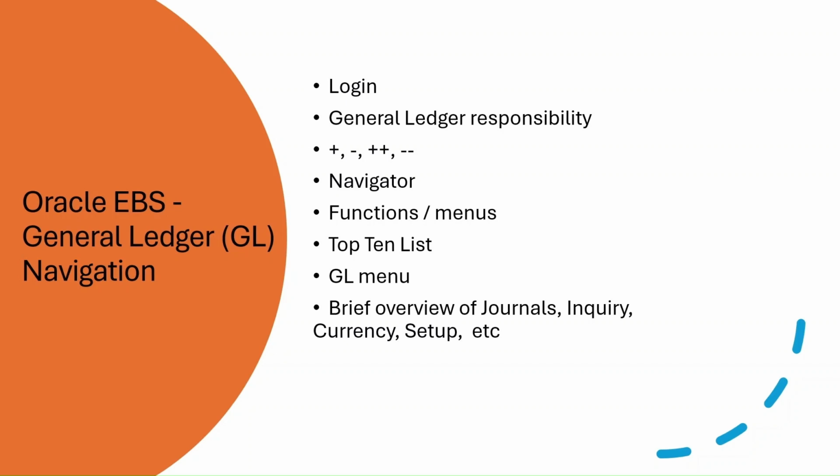So in today's session, we covered the basic general ledger navigation in Oracle EBS. We started with the login and general ledger responsibility, followed by the navigator, functions, menu controls, Top 10 List, and the main general ledger menus. We also briefly introduced journals, setups, inquiry, and reports.